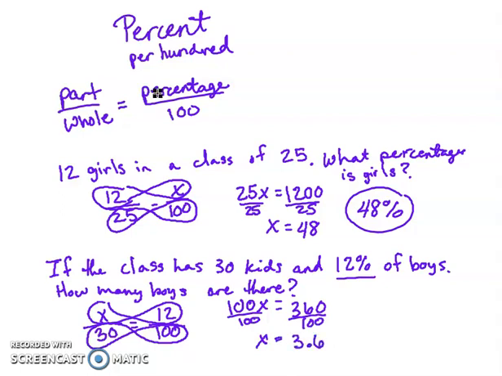Now the thing is, I can't have 0.6 of a person. Okay, so this would actually just be 3 boys. And the reason is because we can't have partial. We don't have enough to get up to the next number. So depending on the context, you can't have decimals sometimes. And that's all right. That's perfectly fine.